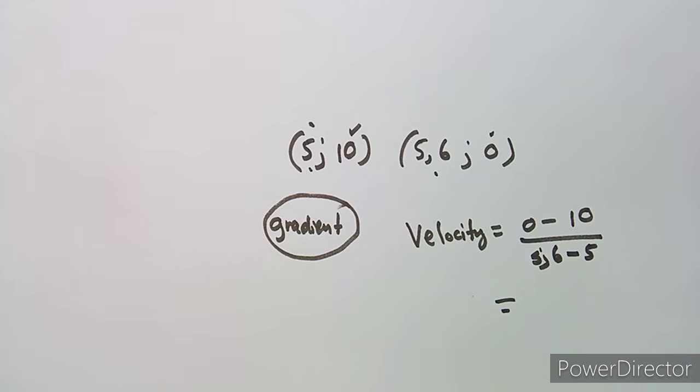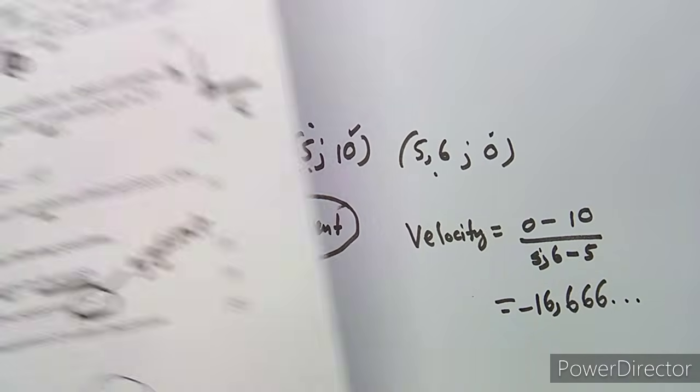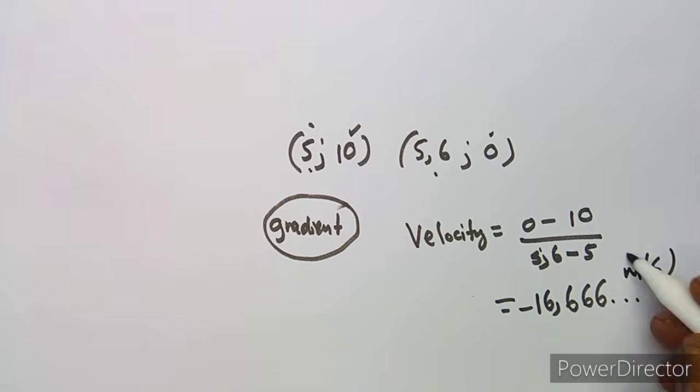Is representing my velocity in this case. So I'm going to have 5,6 minus 5, which is 0,6. So I'm going to divide by 0,6, which is negative 16.666. So like I said, it depends on the value that you have. You just round this off properly, and your velocity is measured in meters per second.